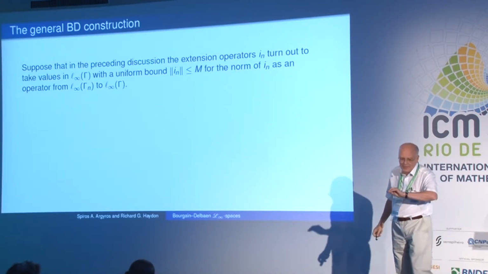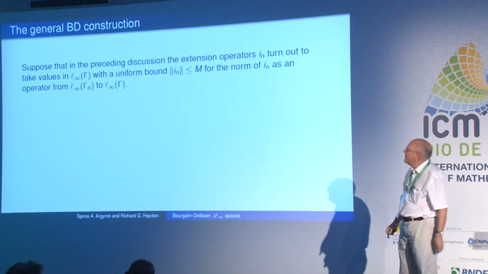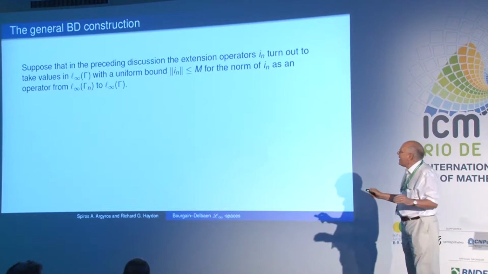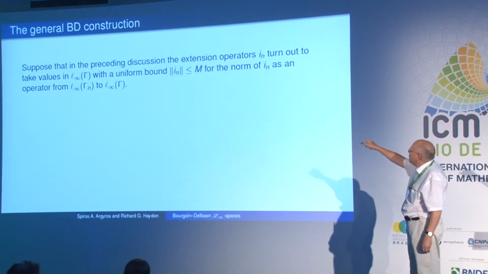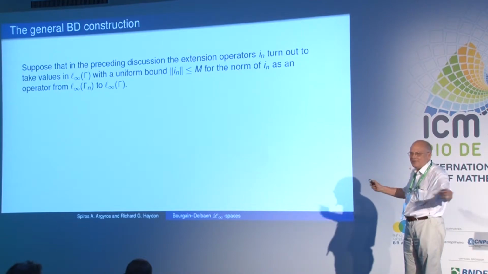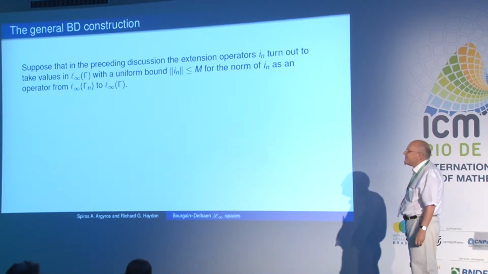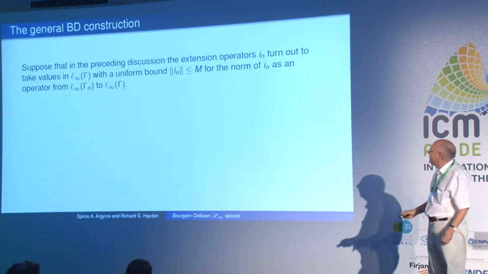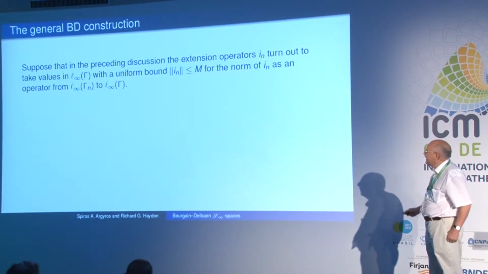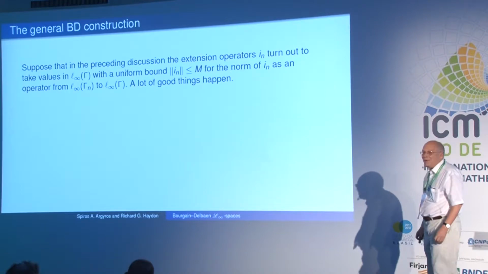Now the norms come in. Suppose that by some remarkable luck, all of those extension operators take values in the bounded functions on gamma, and that there's a uniform bound on their norms going from L infinity back to N infinity. Yeah, a lot of good things happen.